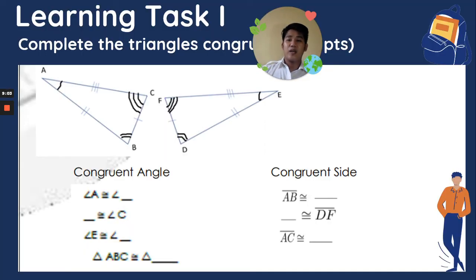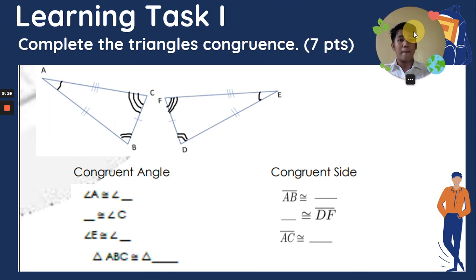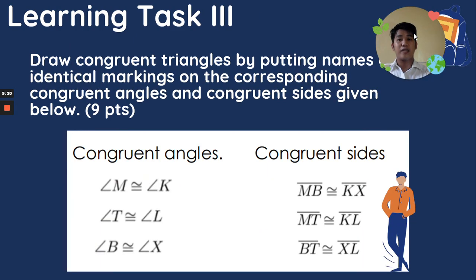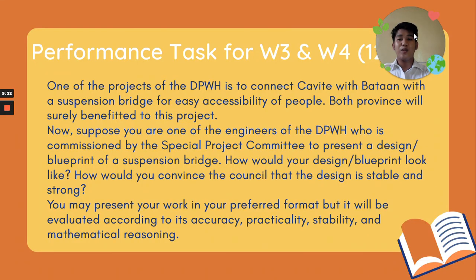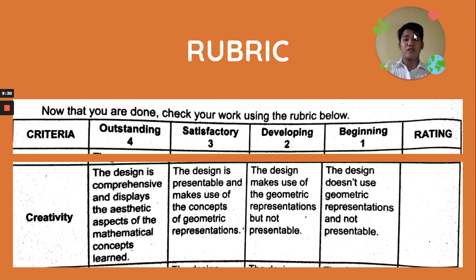Okay? So, and then after all this, just answer the learning task. You can see this PowerPoint or in PDF format in your Google Classroom as well. Check the lesson material. Learning task 1, learning task 2, learning task 3. Then you do the performance task for week 3 and week 4. Week 3 and week 4, meaning you have 2 weeks to do this. And then here's the rubric, just follow this.